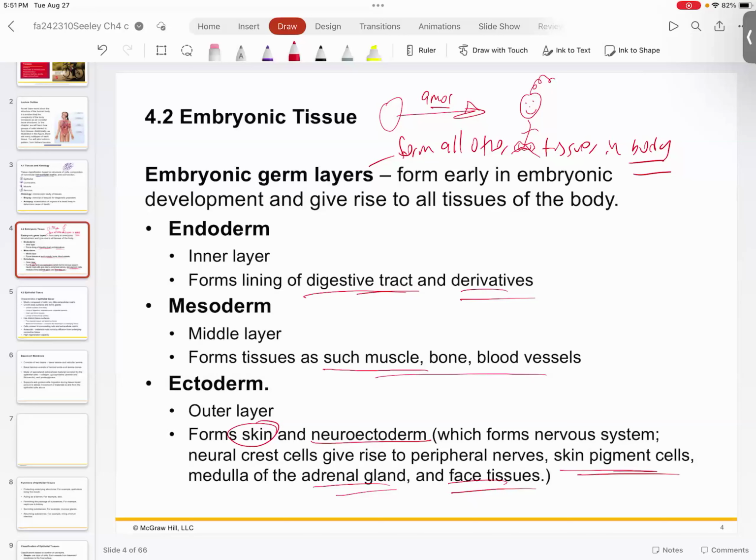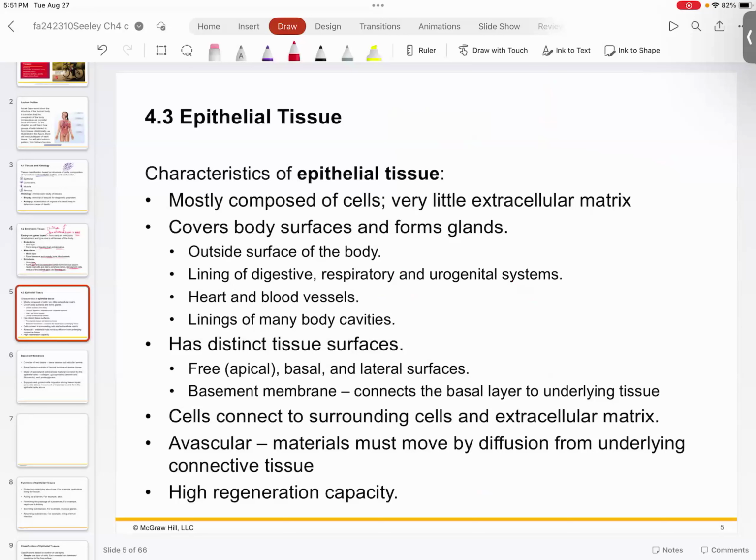Now, that's the beginning, the foundation. That's where it all comes from. So the first of the four is going to be epithelial tissue. Now, the epithelial tissue is a really important tissue. This is what you guys spend a lot of time on. Connective tissue is also pretty big, but epithelial tissue is pretty big.